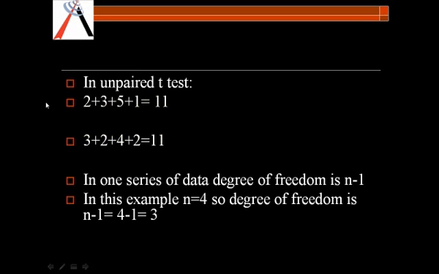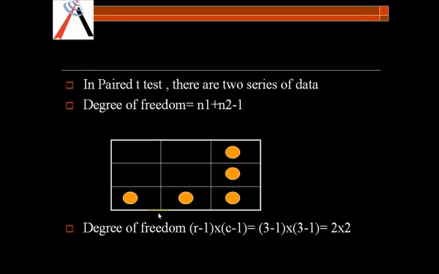We can change all the variables except one. So the degree of freedom in one series is n minus 1. So for example, if we have 4 variables, degree of freedom would be 3. If we have 100 variables, degree of freedom would be 99. But in a paired t-test, when we have two series of data, again we have degree of freedom of only one variable out of the total variables of the two series. So it is like n1 plus n2 minus 1.